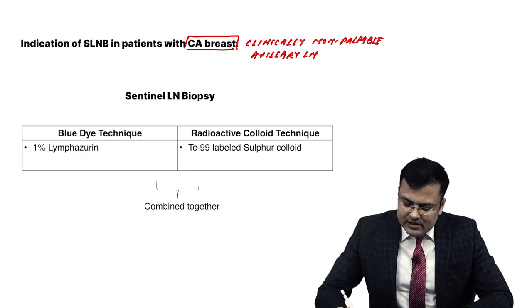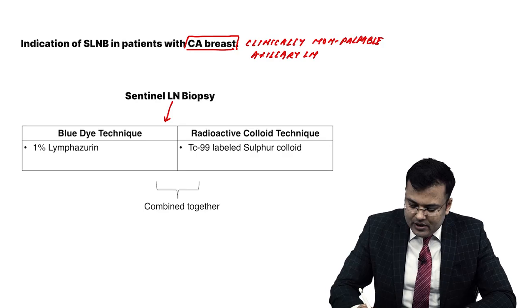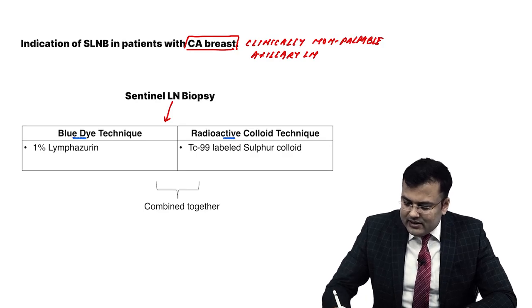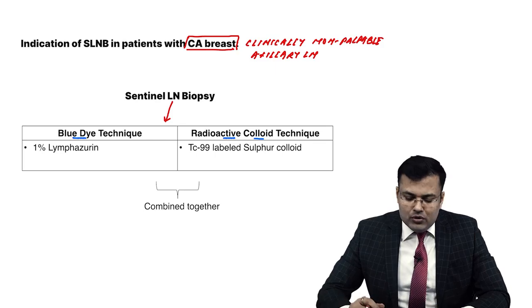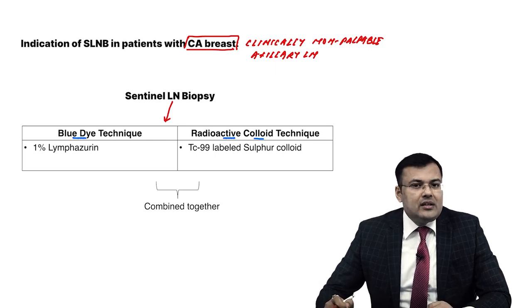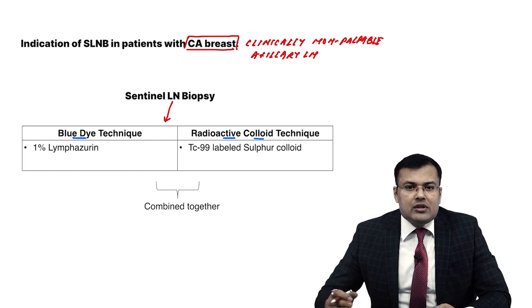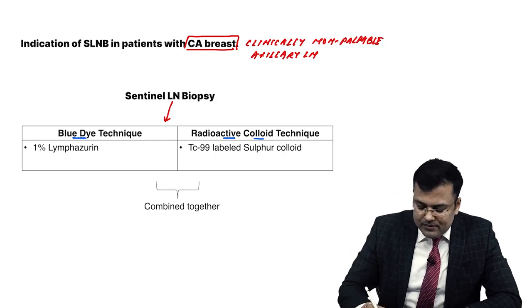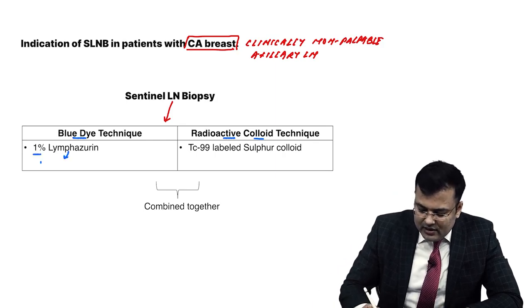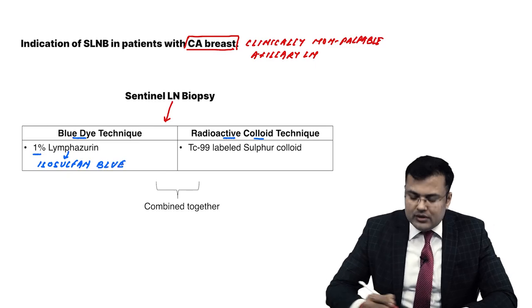What are the techniques for sentinel lymph node biopsy? We have 2 techniques. One is the blue dye technique. Second is the radioactive colloid technique. For blue dye, we inject isosulfan blue, whose other name is 1% lymphazurin. Name of the dye? Isosulfan blue.